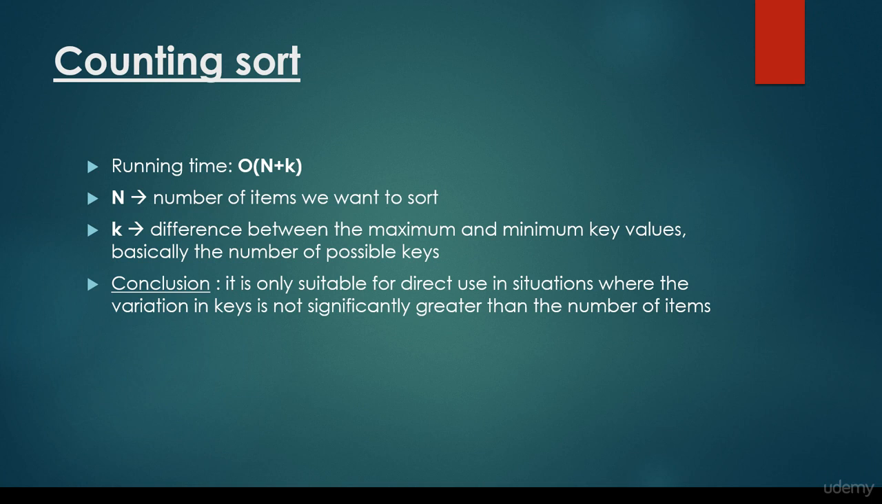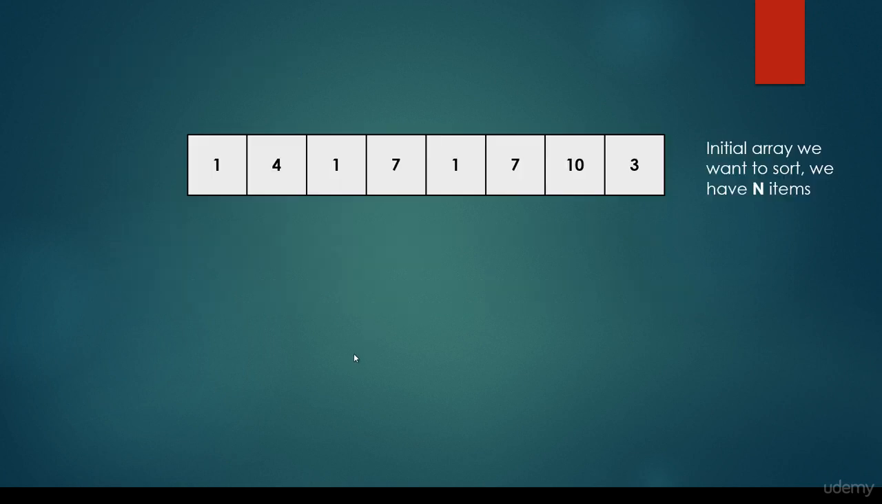So the running time is going to be O(n + k), where n is the number of items we want to sort and k is the difference between the maximum and the minimum key values, basically the number of possible keys. So the conclusion, it is only suitable for direct use in situations where the variation in keys is not significantly greater than the number of items. As you can see, if k is small, we are going to end up with a linear algorithm. But if k is huge, then maybe this running time is going to be slower than bubble sort, for example. So we have to make sure that this k is small enough.